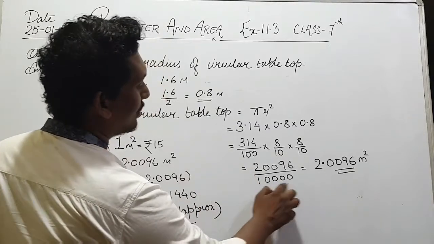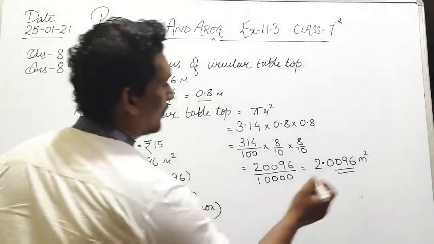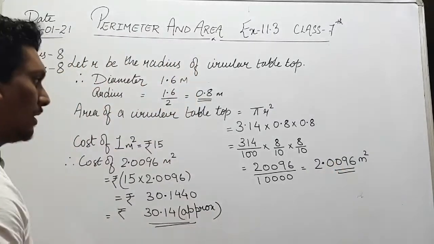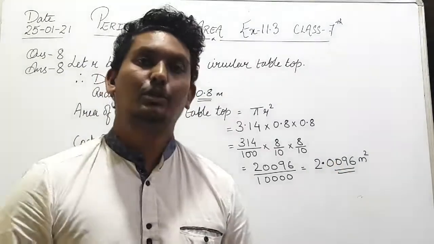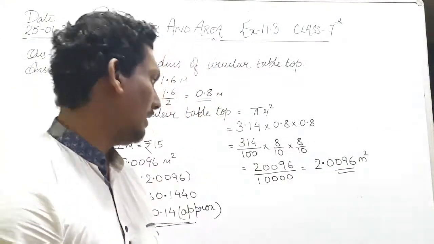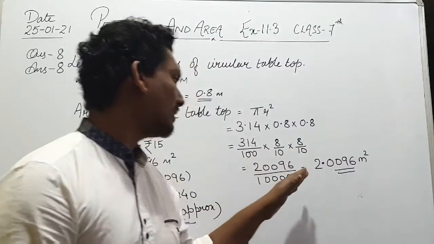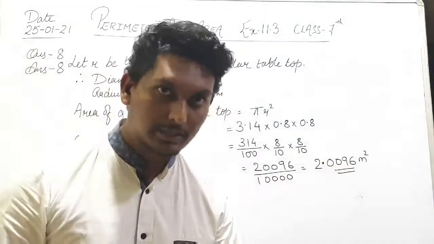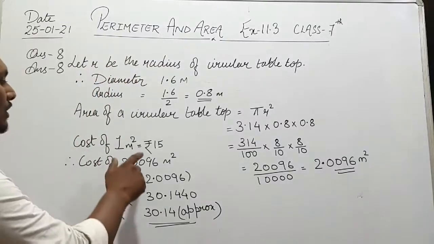So 10,000, 4 zeros are here. So from the back side calculate 1, 2, 3, 4 and just put the decimal here. So it will become 2.0096, right? 20,096 divided by 10,000, you will get 2.0096. Now you're talking about the cost.